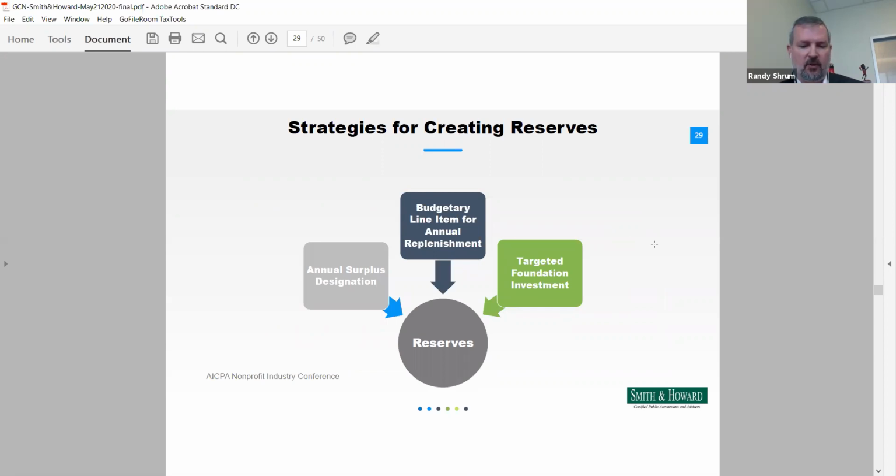To create reserves, we recommend first performing a five-year financial forecast, which should include identified and quantified specific revenue and spending risk. Then establish the appropriate funding approach strategy. We have three options here. First one is in your annual results. The years that you have more revenue than expense, go ahead and set those funds aside for future reserves and go ahead and designate those.